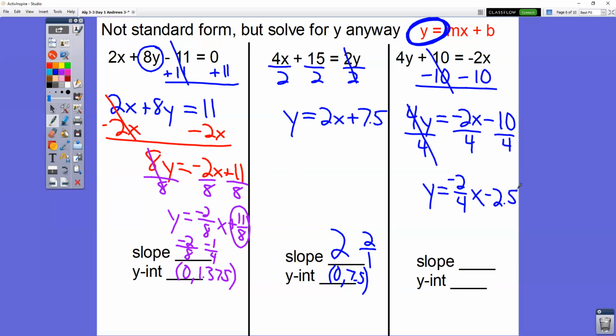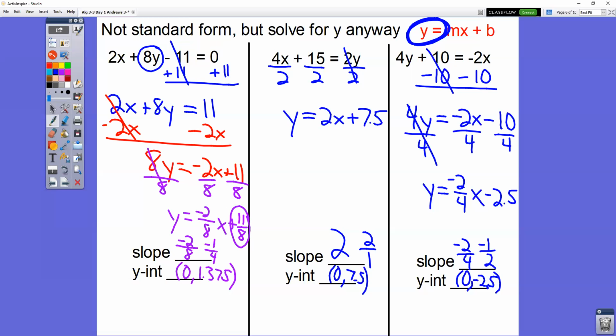Again, that third number, we don't want to leave as a fraction. We always want to change that third thing to a decimal. The slope in front of the x, we can leave as a fraction. So our slope was either -2/4, or if you want to reduce it, -1/2. Our y-intercept is 0, -2.5.